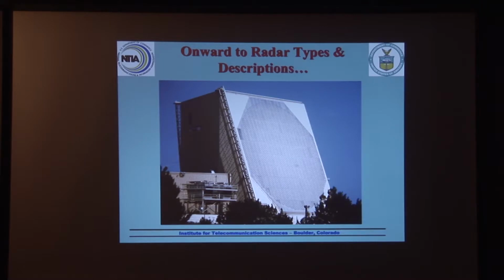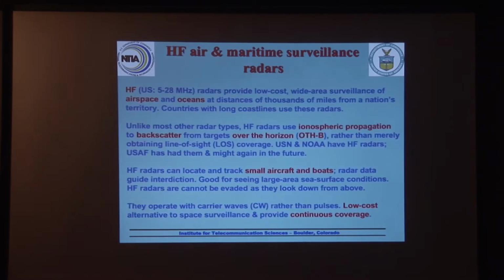Okay, so with that as an introduction, let's move on to radar types and descriptions. This is, by the way, a giant radar in a 10-story building called PAVE PAWS. PAVE was a program name, and PAWS means Phased Array Warning System, big electronically steered radar. We'll see more about it later, too.